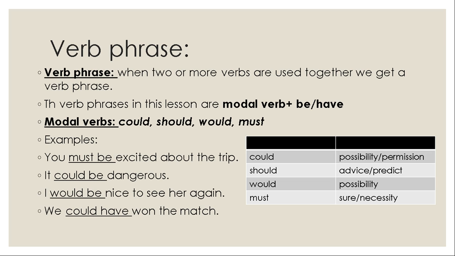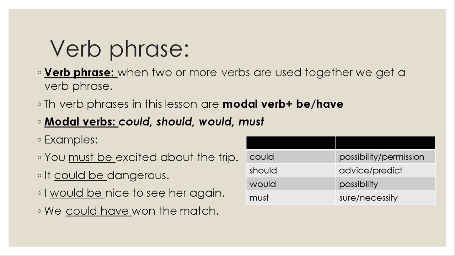Let's look at the examples given here. You must be excited about the trip. So you have must plus be here. Then it could be dangerous. So could plus be. So the first sentence, you must be excited about the trip, it shows a situation where you are sure about something. You know that the girls will obviously be excited. In number two, it could be dangerous. So this is a possibility.